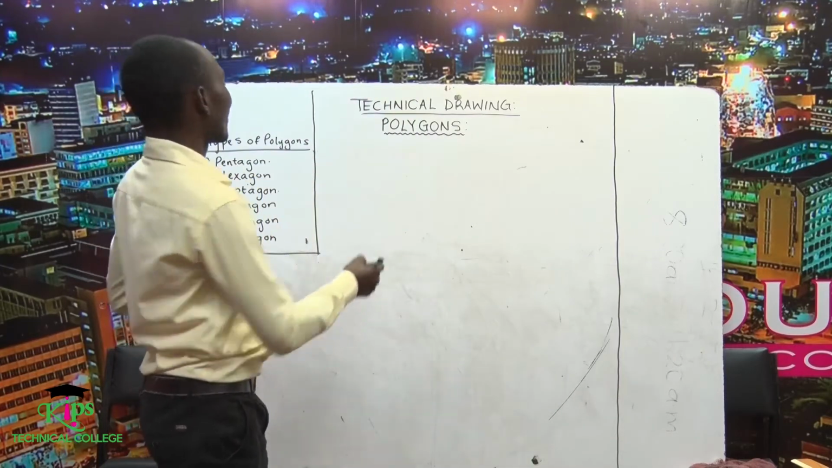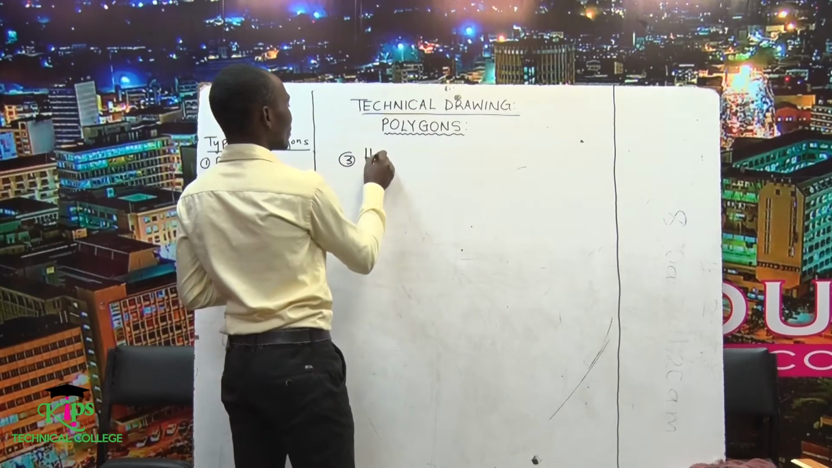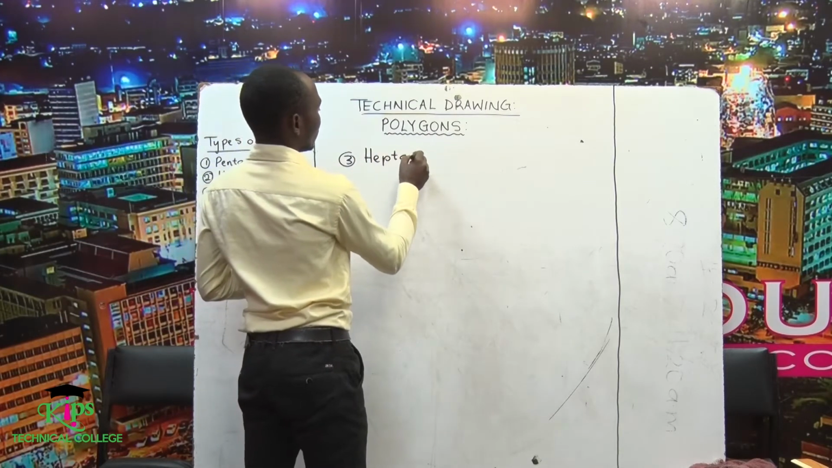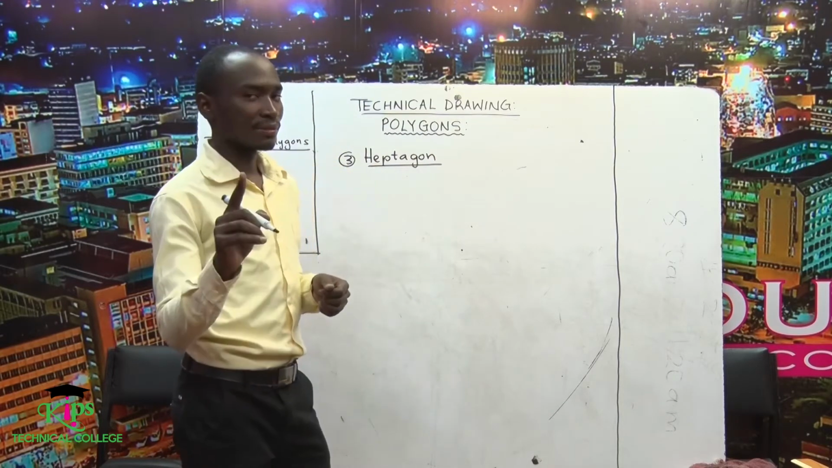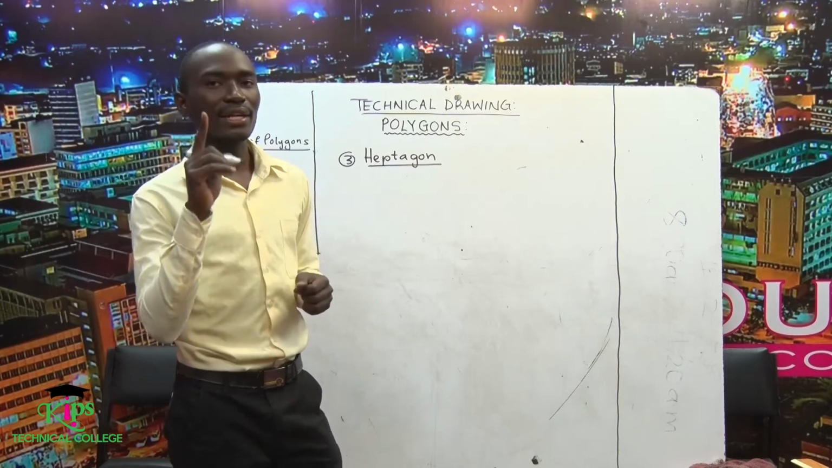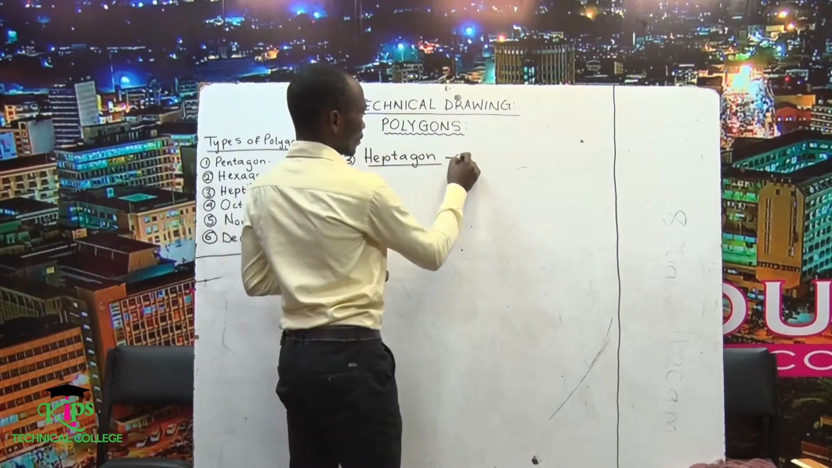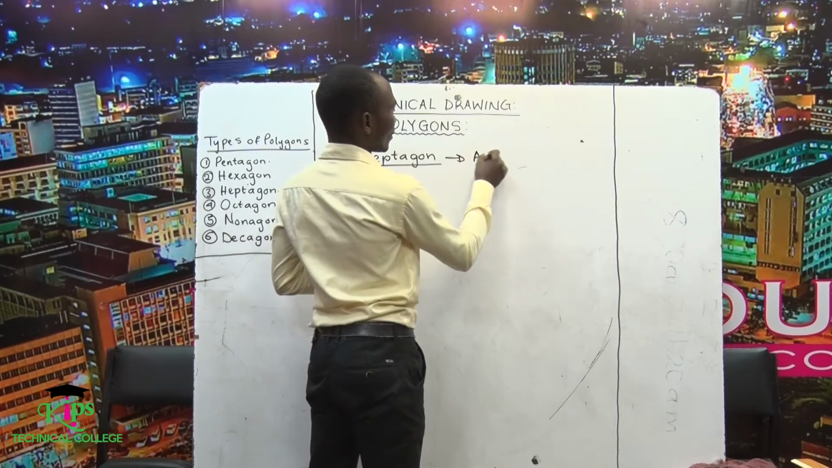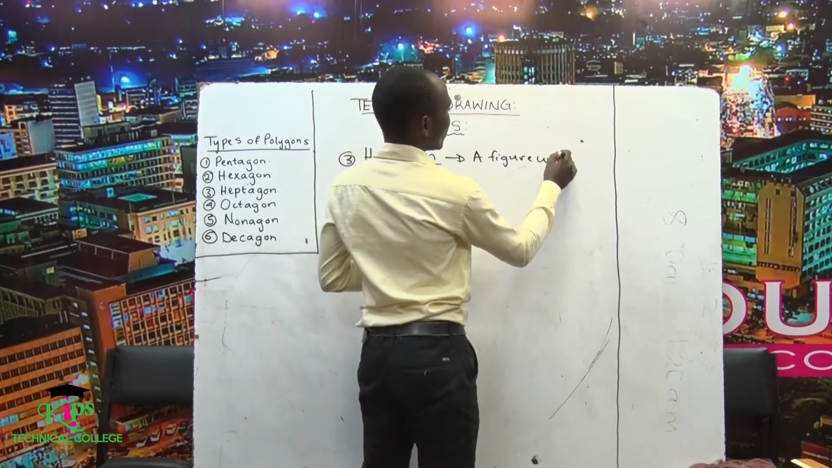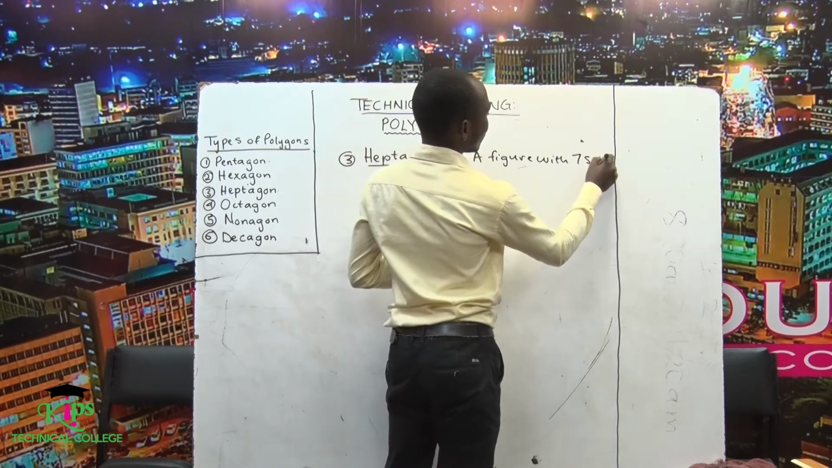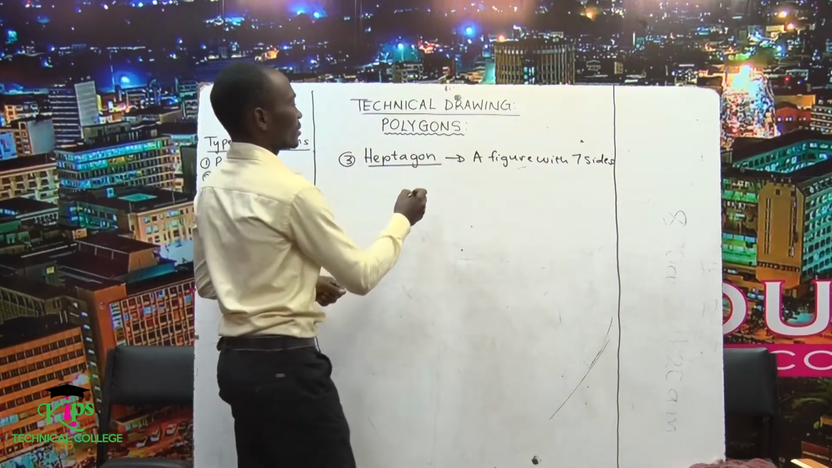Let's go to the third one. The third one is a heptagon. A heptagon is any figure that has got 7 sides. So it is a figure with 7 sides. 7 sides as in, let me show you.